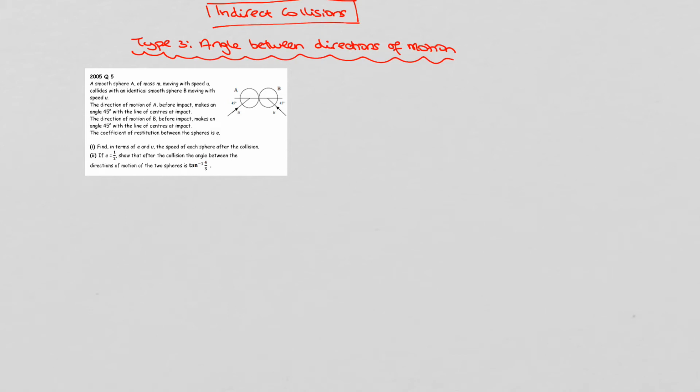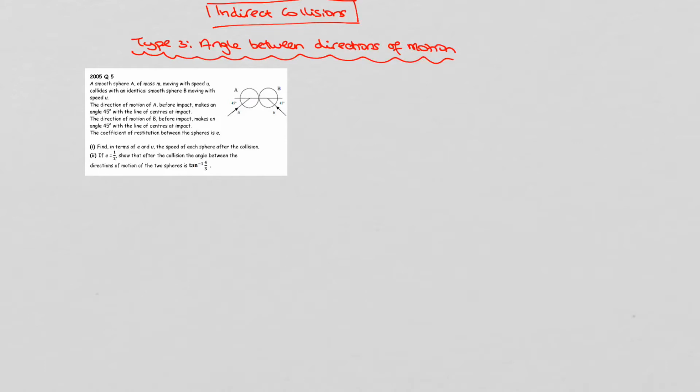Indirect collisions type 3, angle between directions of motion. So here in 2005 we have two spheres moving towards each other. We have to be careful with this one because we can see A and B are approaching from the left and from the right. And what it's asking us to do first is find the speed of the sphere after the collision.